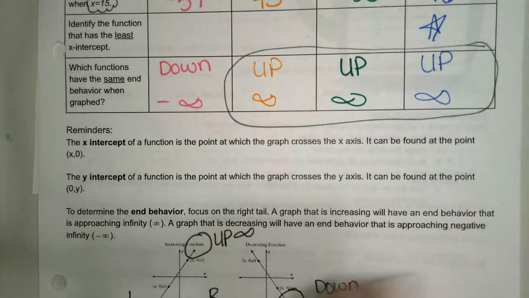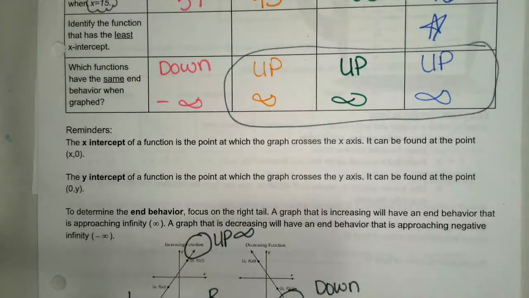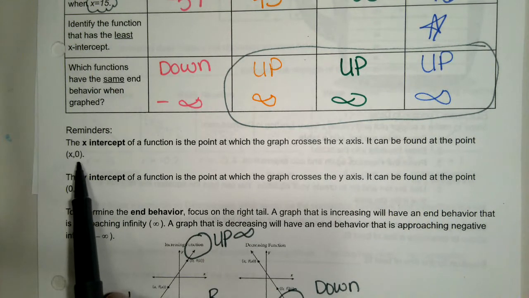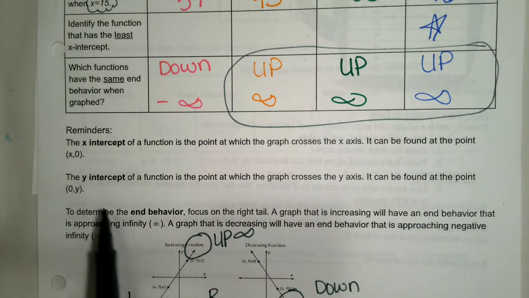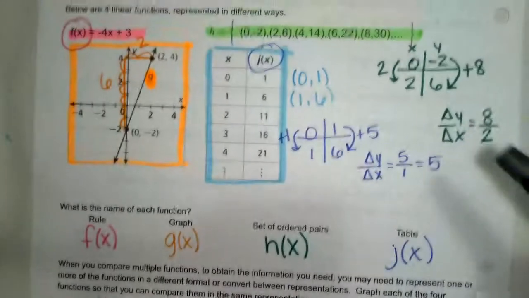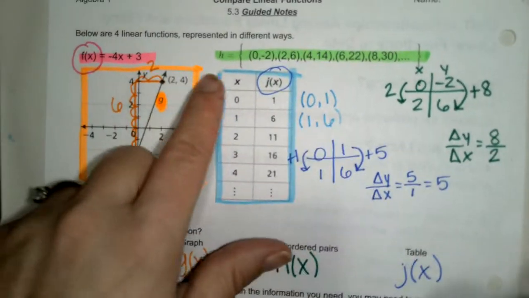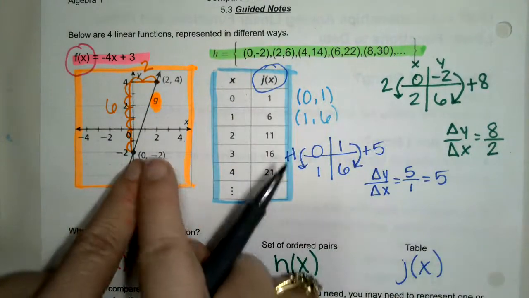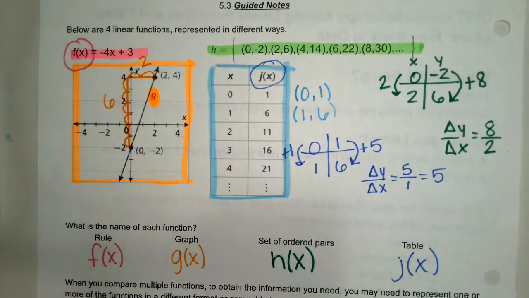Just a few reminders down here at the bottom of your page. The x-intercept of a function is the point where the graph crosses the x-axis, and it can be found at whatever the x value is, and then 0 for the y. And then the opposite is true for the y-intercept. The y-intercept of a function is the point at which the graph crosses the y-axis, and it can be found at the point 0, y. That's why we discussed at the very beginning that whenever x is 0, whatever that y value is, is the y-intercept, just like here. That's a visual representation for you.